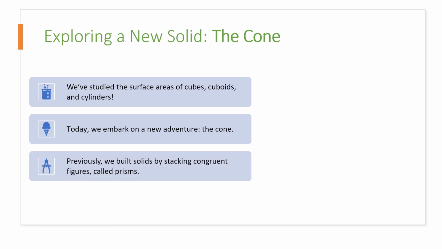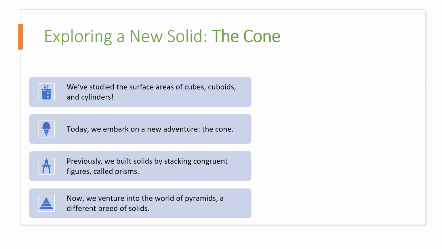Previously we built solids by stacking congruent figures, called prisms. For example, we built a cube by stacking squares, and we built a cuboid by stacking rectangles. Similarly, we built other solid objects, and those are called prisms. Now we venture into the world of pyramids, something different from prisms, a different breed of solids.